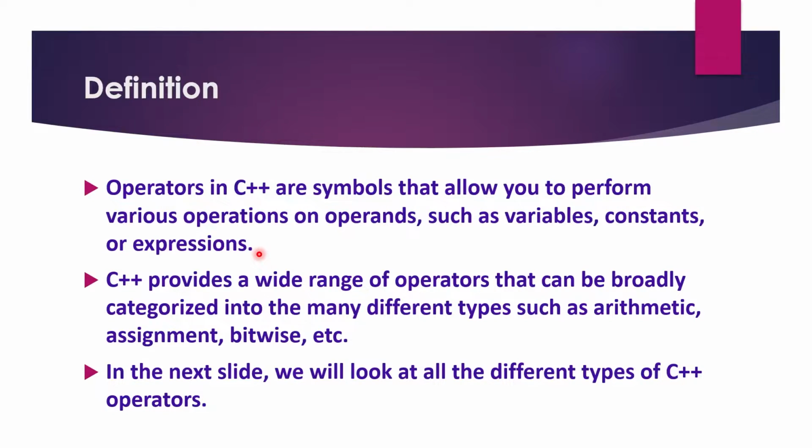In C++, we are provided a wide range of operators that can be broadly categorized into many different types, such as arithmetic operators, assignment operators, bitwise operators, etc. There are lots of them, guys. We will talk about them in the next slide. I hope you have got a basic idea about what operators are. Suppose I want to add two variables A and B, I need a plus symbol. That plus symbol is called the addition operator. There are lots of operators like this, as you can see here: arithmetic, assignment, bitwise. We'll talk about all of them in the next slide.